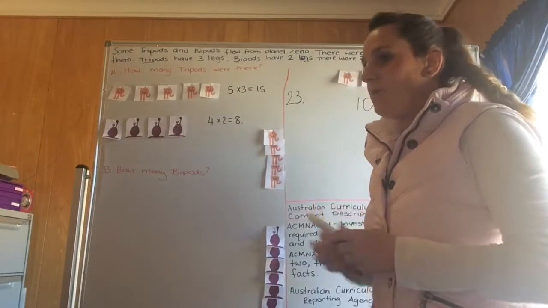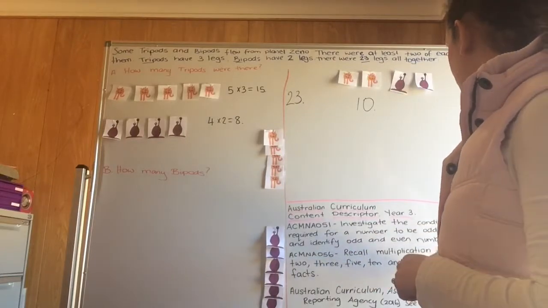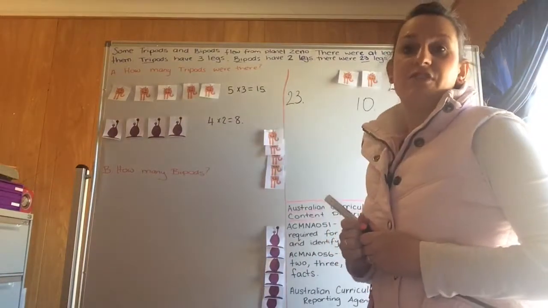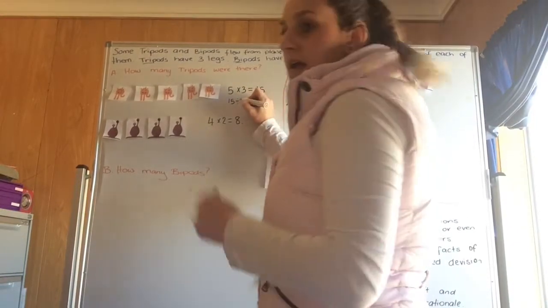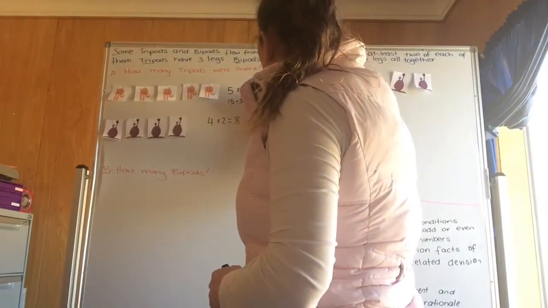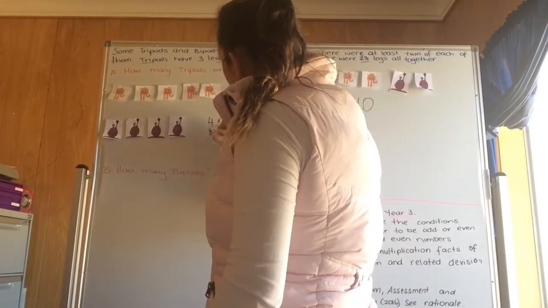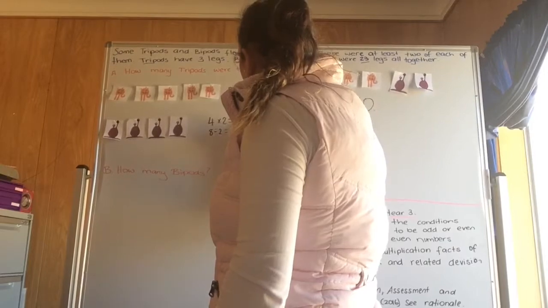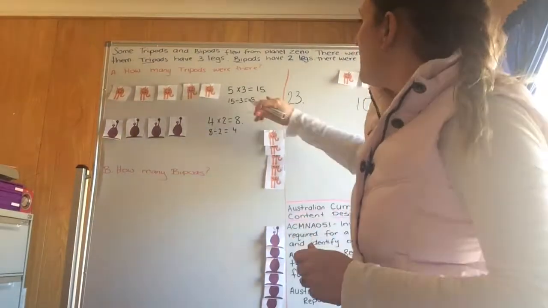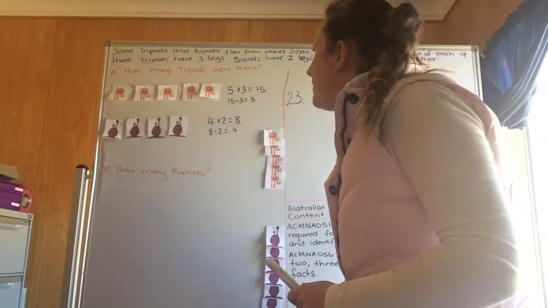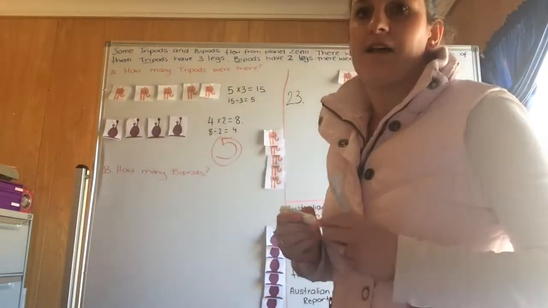Okay, so therefore using recall of multiplication facts of 2, 3, 5, 10 and related division facts, we can use that in a division fact as well. So 15 divided by our number of legs, which is 3, equals 5. And down here we do the same thing. So 8 divided by the number of legs, which is 2, equals 4. So there's our times tables and our divisions. So how many tripods were there? We have 5 tripods up here. So there's your first answer.